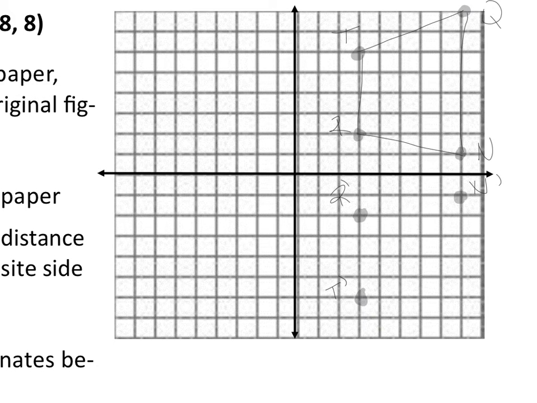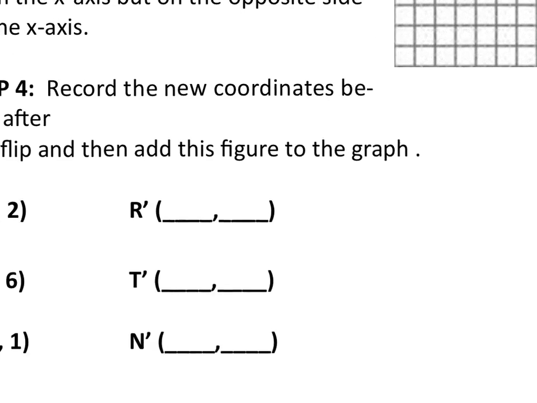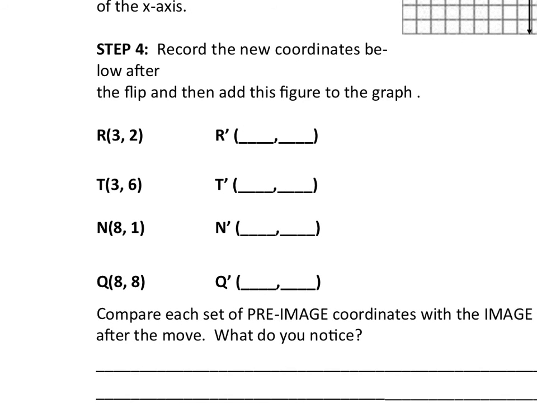Excuse me, Q is located 8 spaces above the x-axis. So Q prime will be located 8 spaces below the x-axis. And now we have reflected the quadrilateral RTNQ over the x-axis. We are asked to fill in the coordinates for our prime points, the coordinates for our image. We note that R prime is at location 3, negative 2. T prime is at 3, negative 6. N prime is at 8, negative 1. And Q prime is at 8, negative 8.